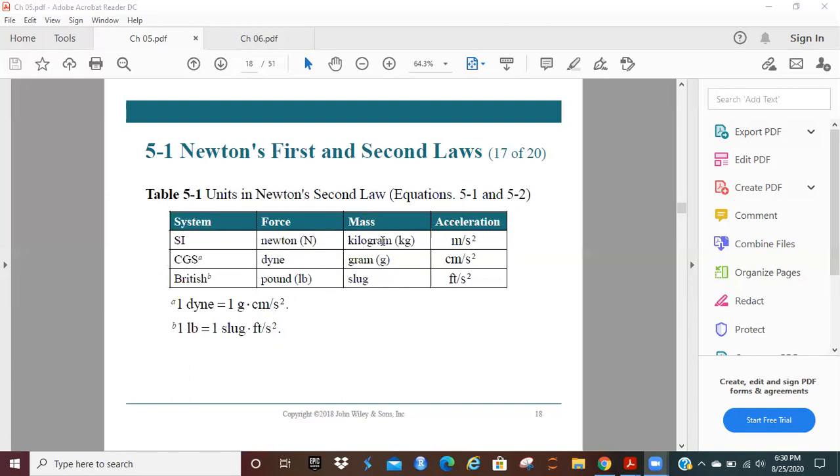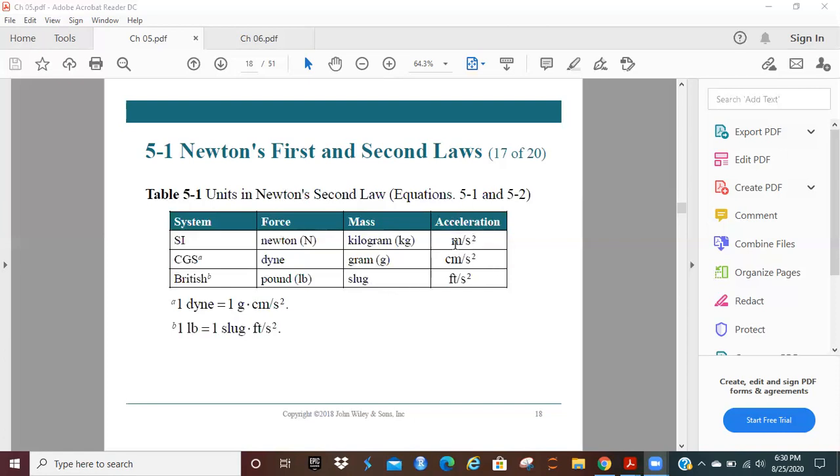Mass is going to be something different. It's going to be kilograms, grams, and I don't know if you've ever heard this before or not, but a slug. That's the mass in the British unit of measurements.